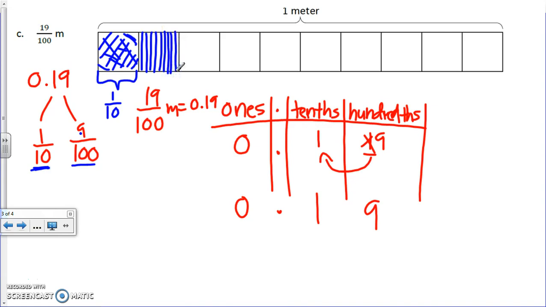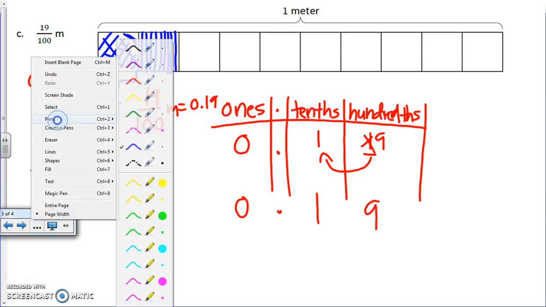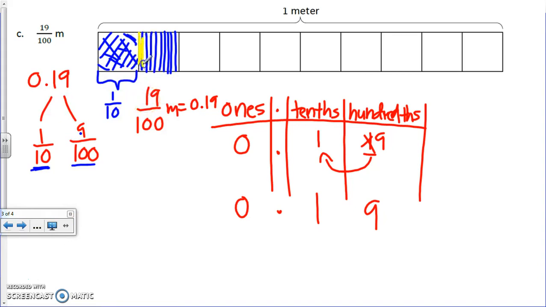Now, I realize it's not the easiest to read. That's why we always do our place value chart and we use a number bond to see. Now I need to shade 9. I understand that this is difficult. So I would shade. Notice I left the one piece out. And this would be 9 hundredths.